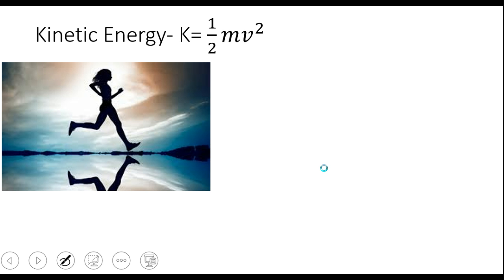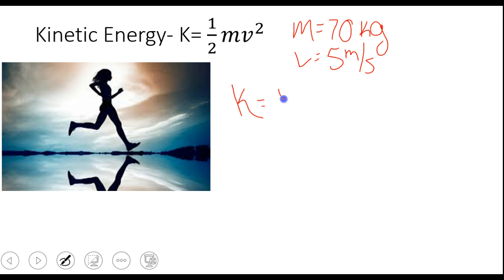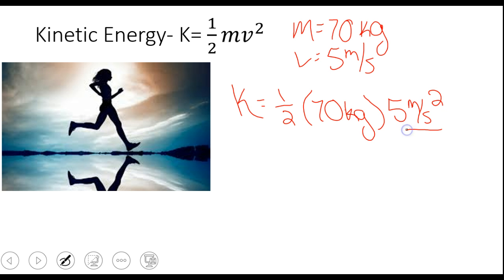Let's talk about the kinetic energy of a runner. Let's say I have a runner who is 70 kilograms. That's my go-to number for the mass of a person. And that they are running at 5 meters per second. And I want to know their kinetic energy. So kinetic energy is equal to 1/2 times the mass of that person times their velocity squared. And I square the velocity first because of PEMDAS. And so K equals 1/2 times 70 times 25.